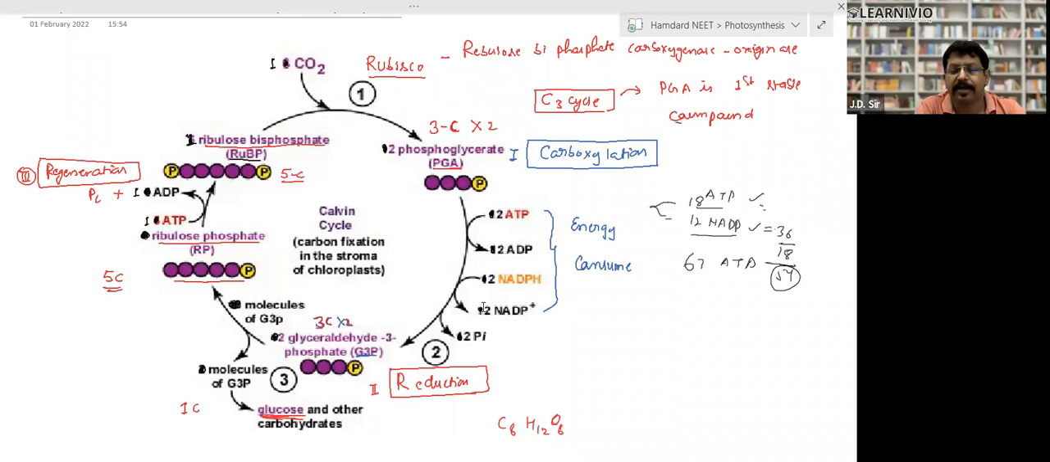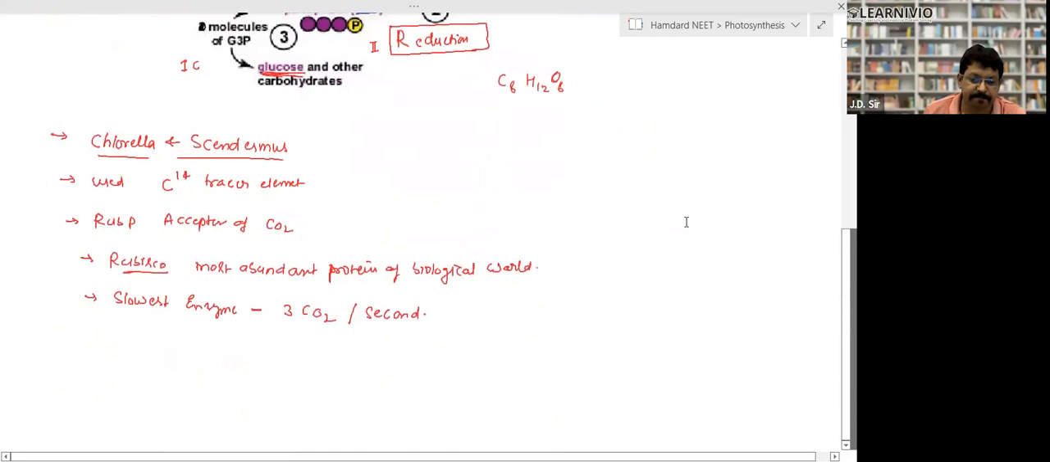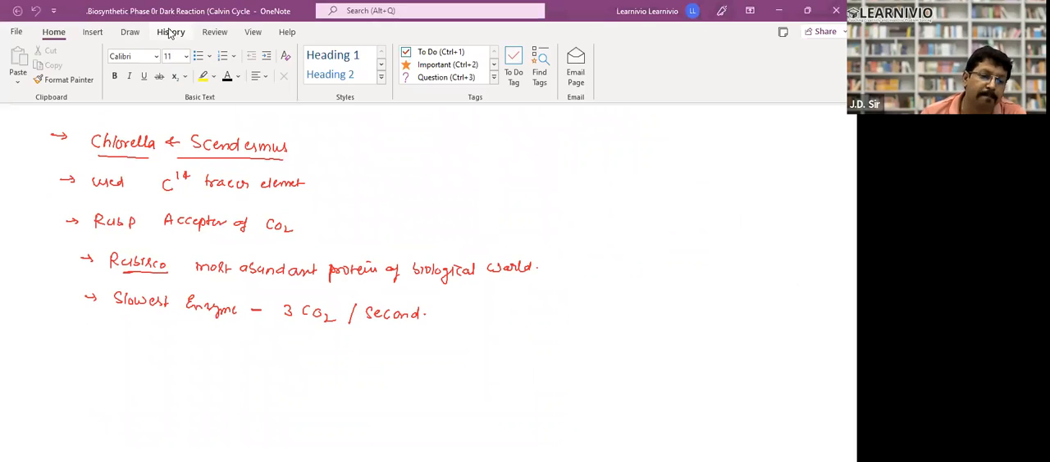So in the dark reaction, what happens? Every time there is a substrate. The name of the substrate is RUBP, ribulose biphosphate. So let me tell you more clearly what RUBP does, or what exactly the function of RUBP is. Actually, RUBP is a type of compound.